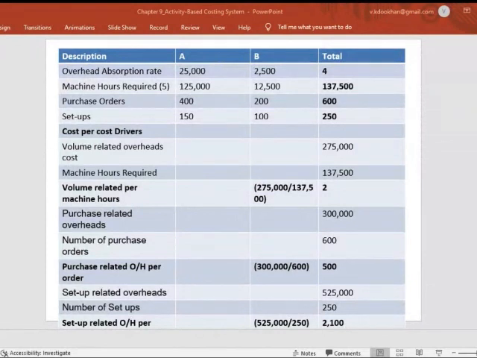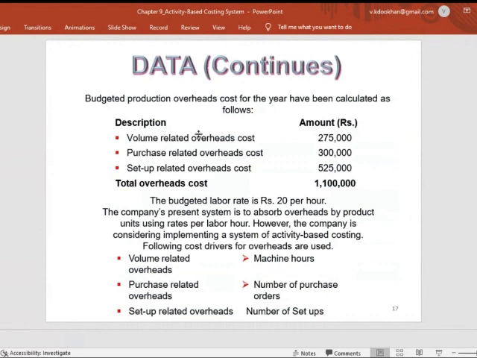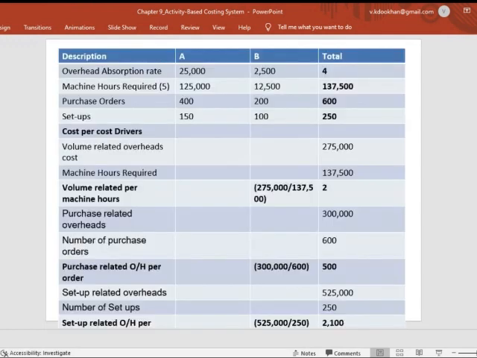I have been using the information that I have here, so that you can see the budgeted production overhead cost. This is what we are going to use. We are going to calculate the rates based on the drivers given here. In my table, we now start with the volume related overhead, which is 275,000.